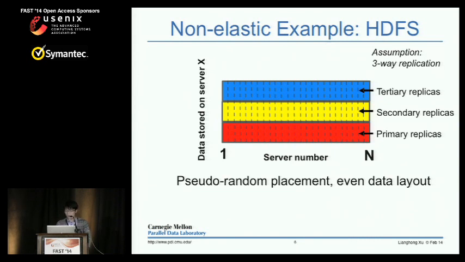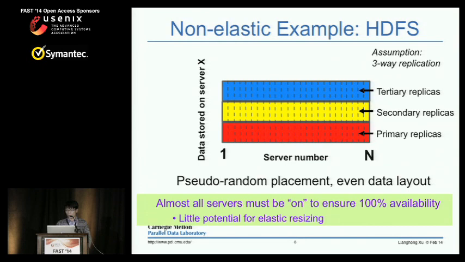However, deactivating only a small number of servers may lead to a high probability of data unavailability. In other words, the key takeaway is that in HDFS and systems using a similar data layout, almost all servers must be on to ensure 100% data availability at all times, indicating little potential for elastic resizing.